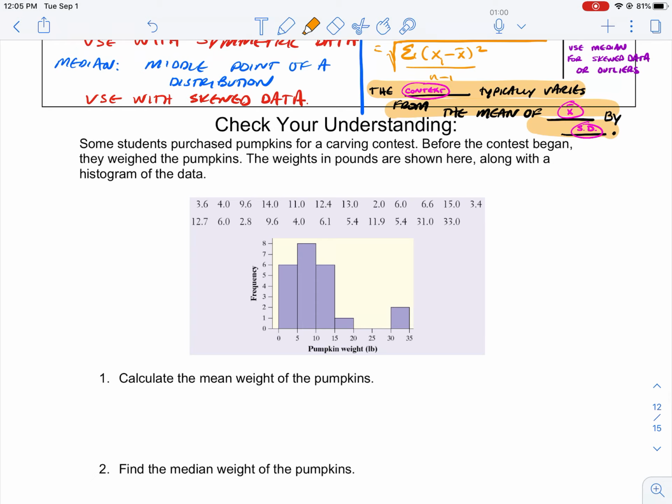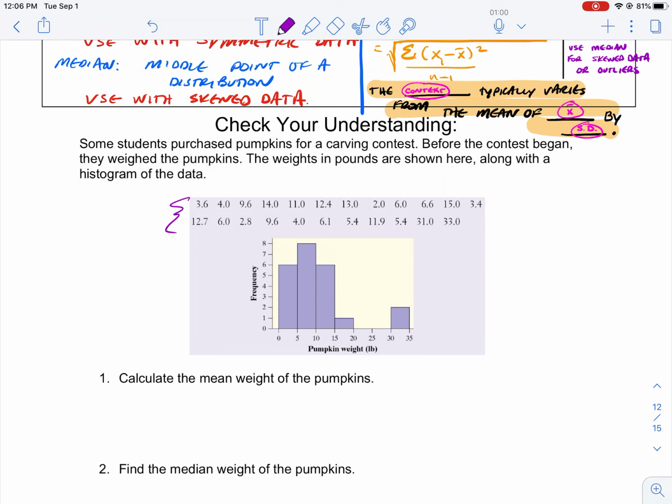Some students purchased pumpkins for a carving contest. Before the contest began, they weighed the pumpkins. The weights of the pumpkins in pounds are shown here along with a histogram of the data. So here is the weight of all of our pumpkins. I'd like for you to pause here and do this, check your understanding, try it on your own, and when we come back, you can unpause the video and I'll show you the explanation.